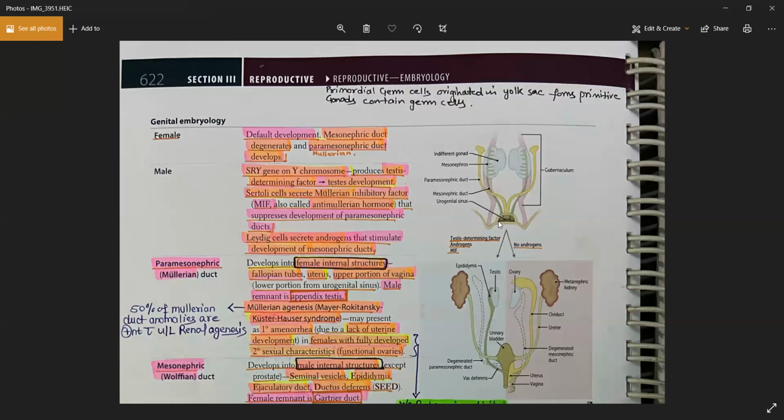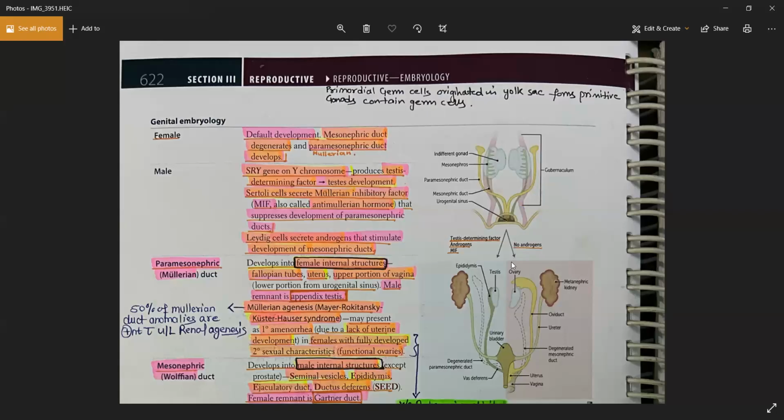If you have a mutation in the 5-alpha reductase, then you cannot convert the androgens into dihydrotestosterone. As a result, it would be a male having normal gonads and normal internal genital structures, but the external genitals are female. Because by default, this sinus will form the female structures. Only if dihydrotestosterone is available will it form the male structures.